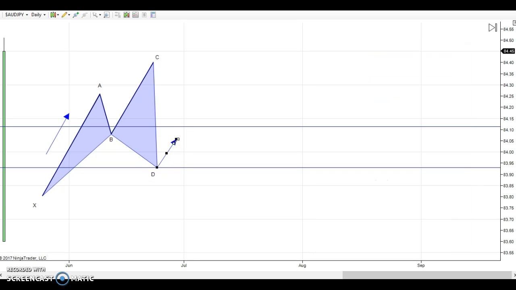If this was a bearish Cypher pattern, obviously we want to go bearish, right? You just want to flip this around 180 degrees. Okay, now let me show you an actual real life example of this.